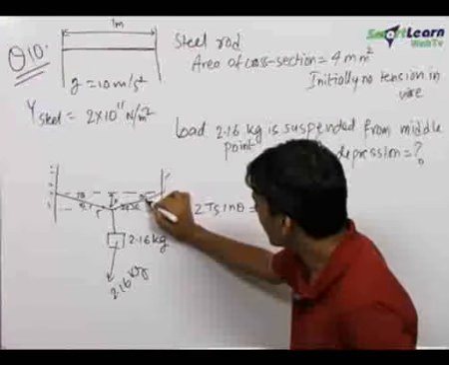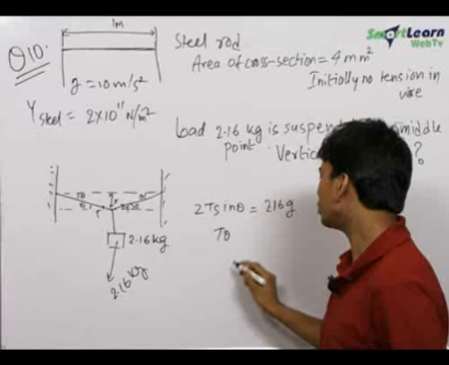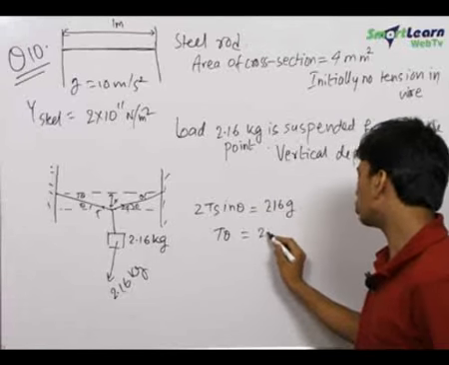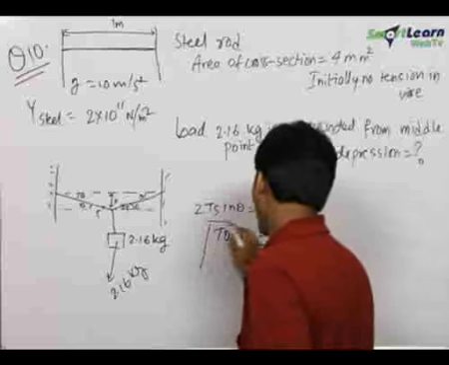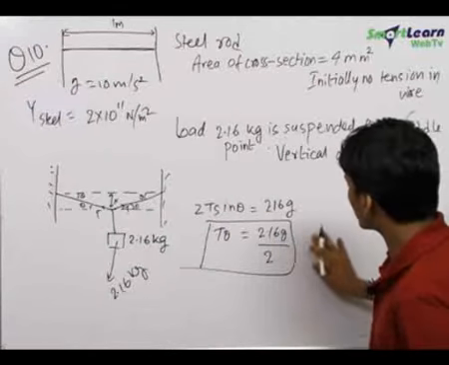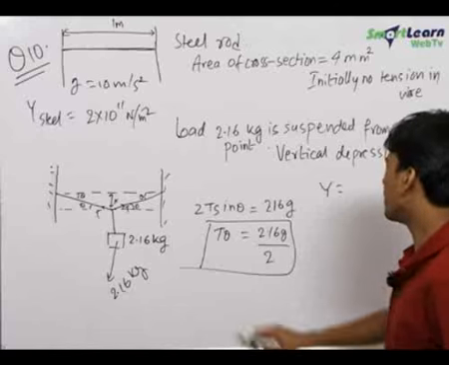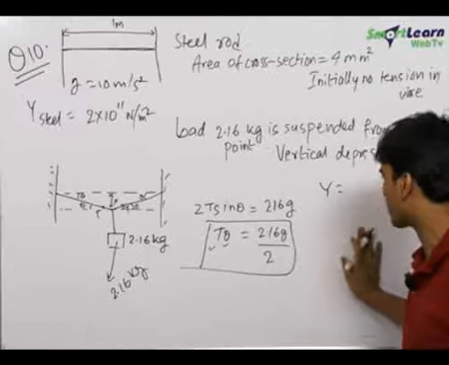Now this theta will be very small, therefore sin theta can be written as theta, therefore T into theta becomes equal to 2.16 into g upon 2. We remember this result. Now we have two variables, so we need one more equation to solve this question.